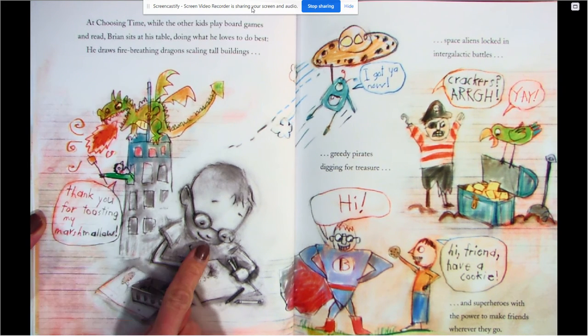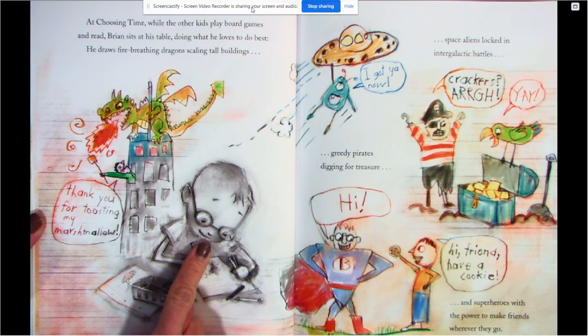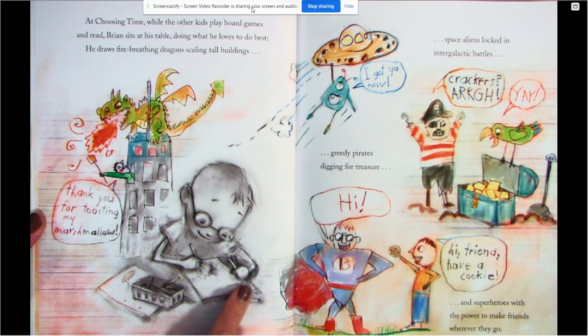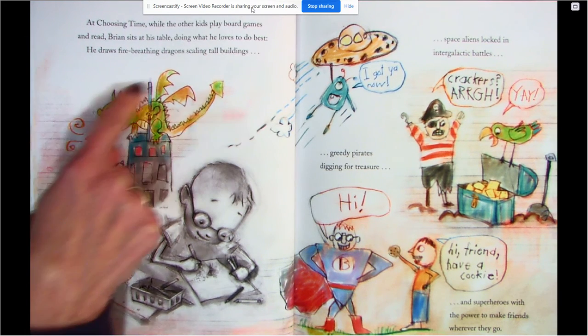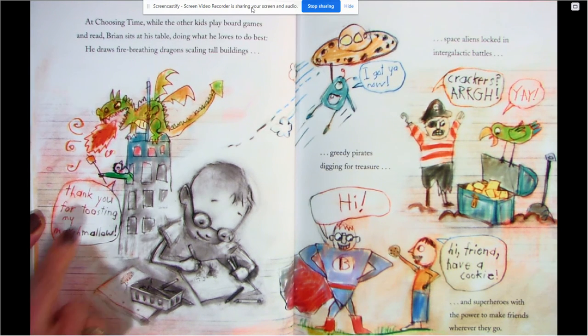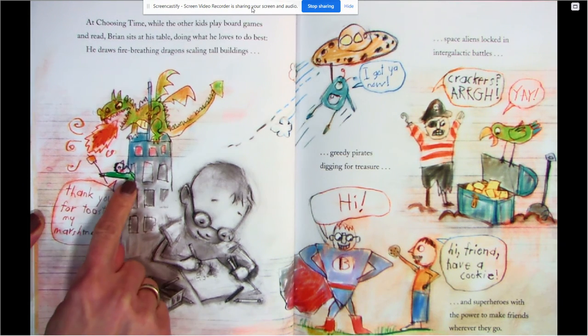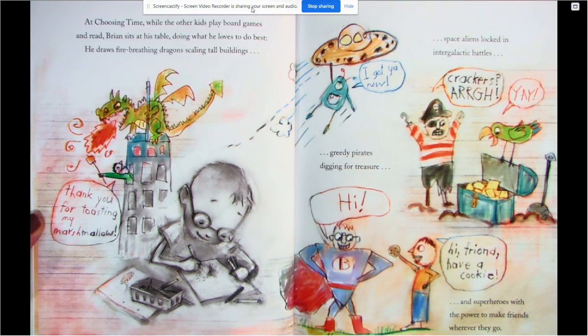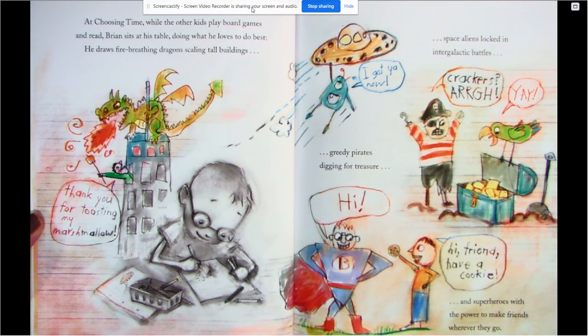Look at the look on his face. So he's drawing, right? And this is what's in his mind, his imagination of what he's going to draw. What kind of a dragon is that? We know he's fire-breathing. Does he look like a mean dragon?